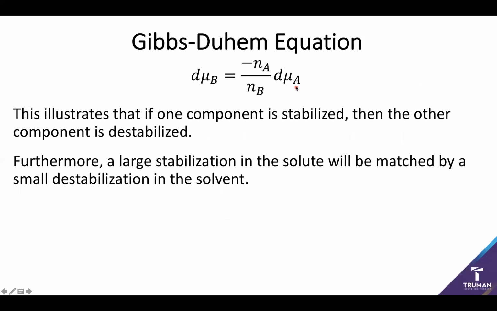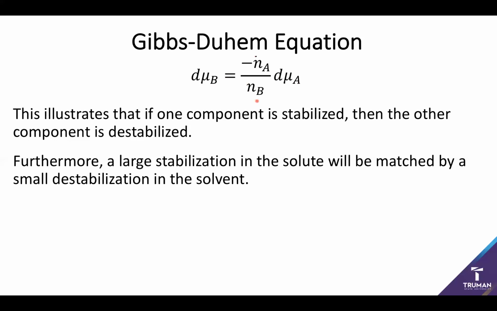So let's say that the stability of A is increased, so I have a negative change in the chemical potential of A, then I'm going to have a destabilization of component B in order to keep the whole system at equilibrium. Because otherwise, I'll see some changes in the net potential of the system and I'll move away from equilibrium. Furthermore, this is going to be mediated by the composition of the system itself.